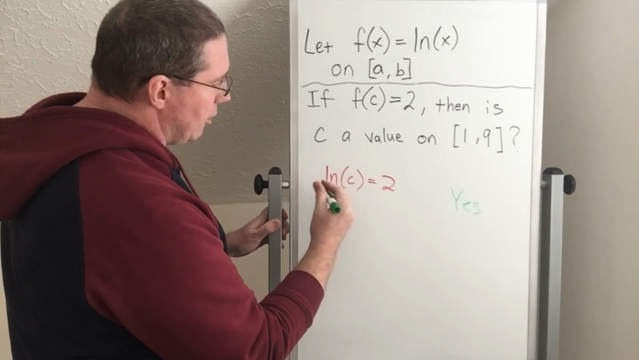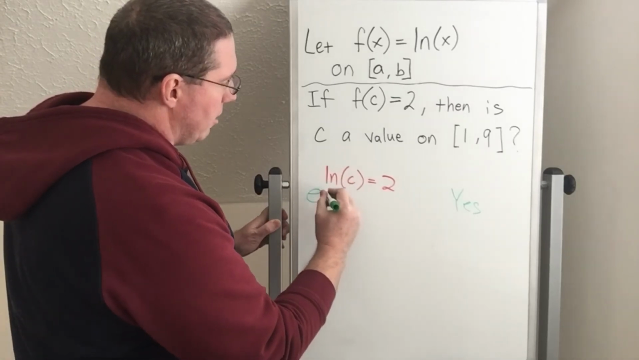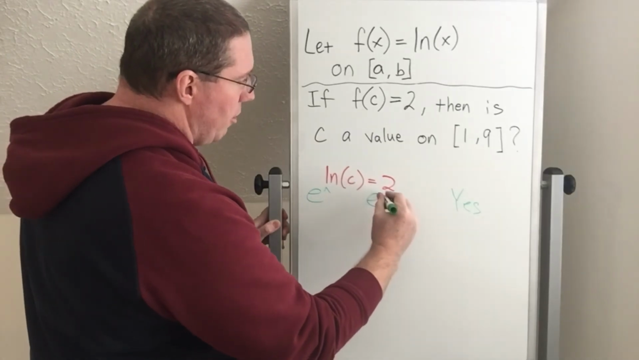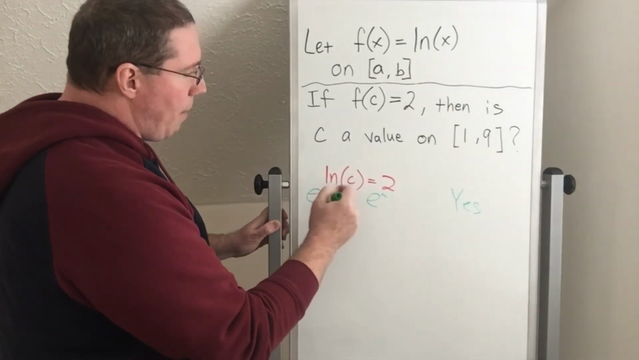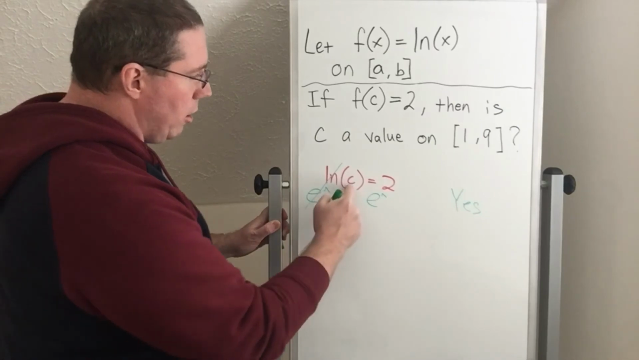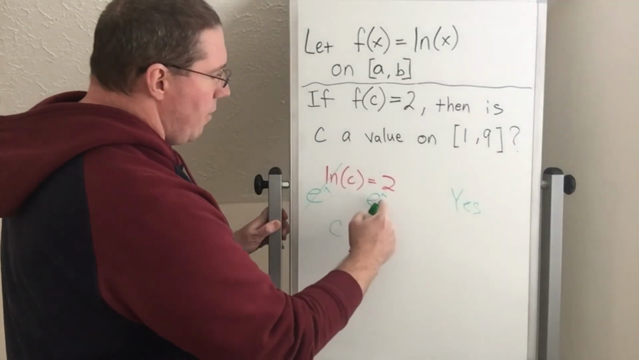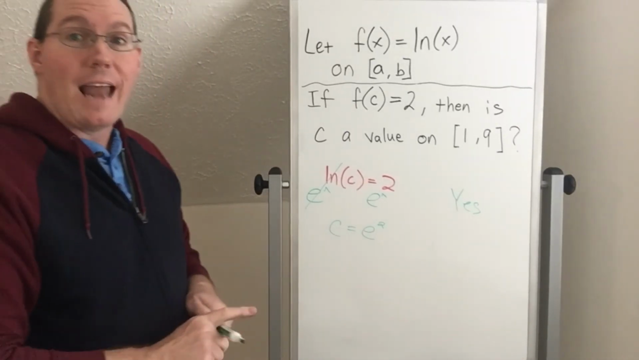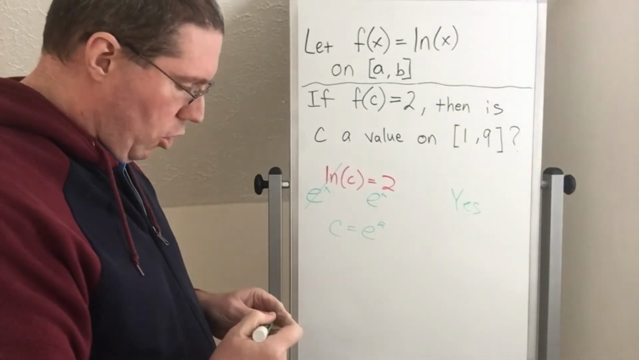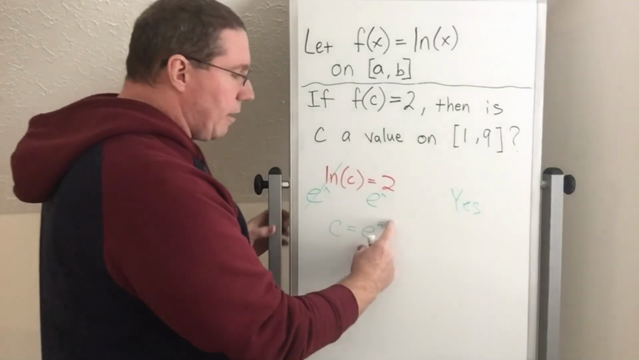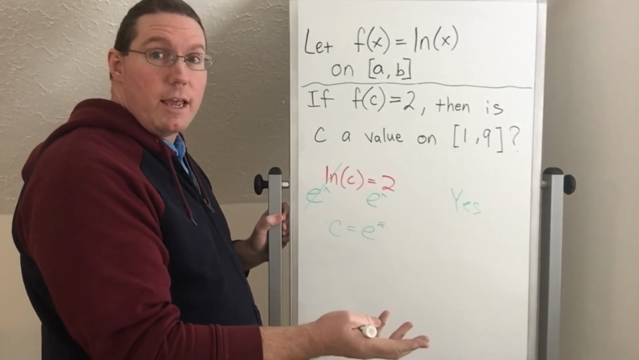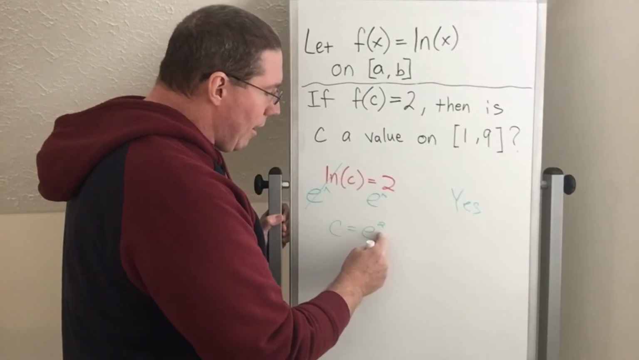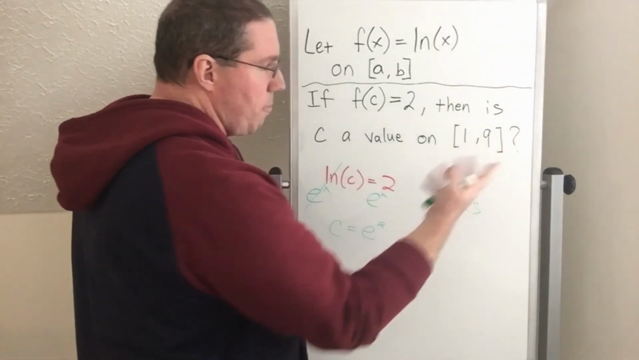You can solve for c algebraically by doing e to the power of here. And if you do e to the power of on the left, you have to do e to the power of on the right. E to the power of will cancel natural log and bring down the c. And then you have e to the second power. So c is equal to e to the second power. Now, if you already know that because e is less than 3 but larger than 1, when you square e, e squared is going to give you an answer that's between 1 and 9.